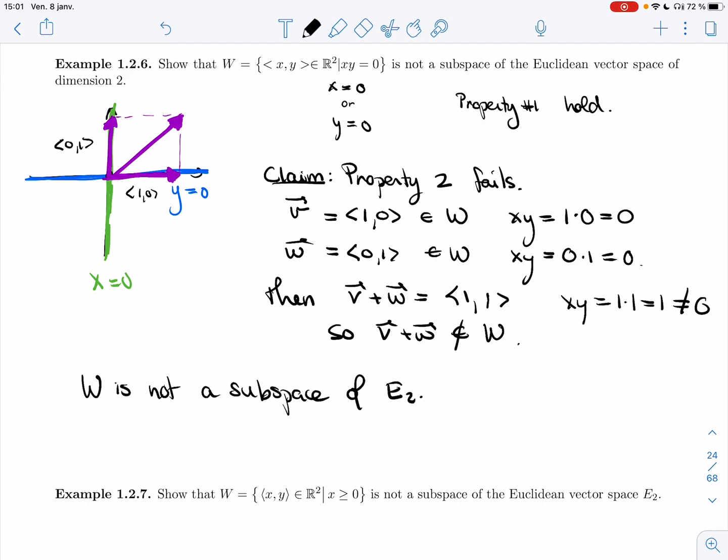Just by the way, we don't need to consider this, but property 3 is stretching and flipping vectors. If I stretch or flip something on the green line, I stay on the green line. If I stretch or flip something on the blue line, I stay on the blue line. So in this case, property number 3 would hold. So the only property that doesn't work is property 2. And so W is not a subspace.